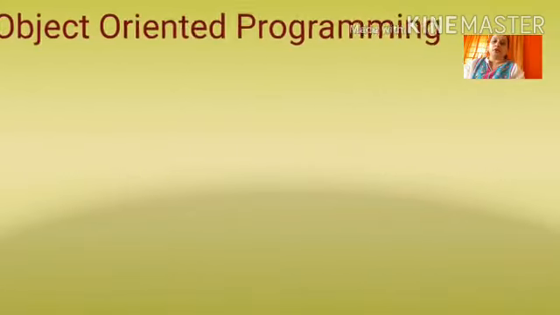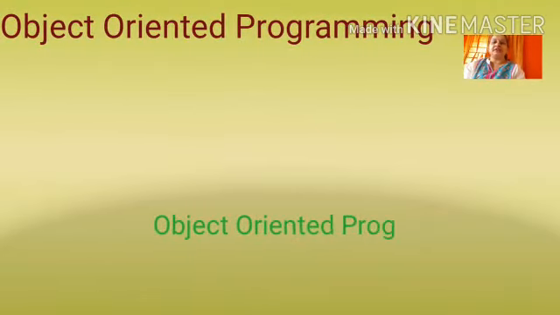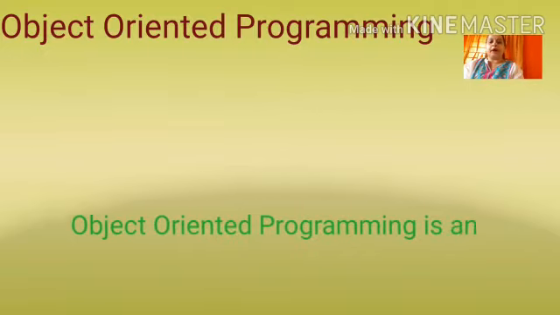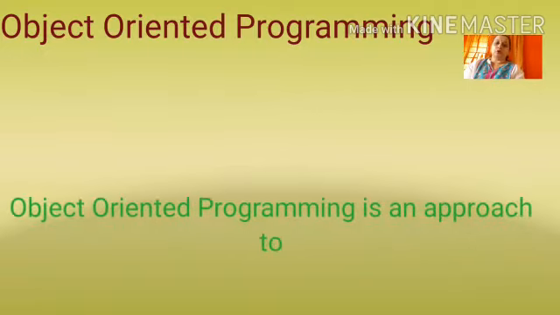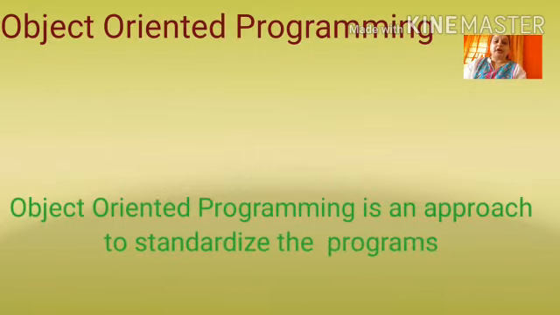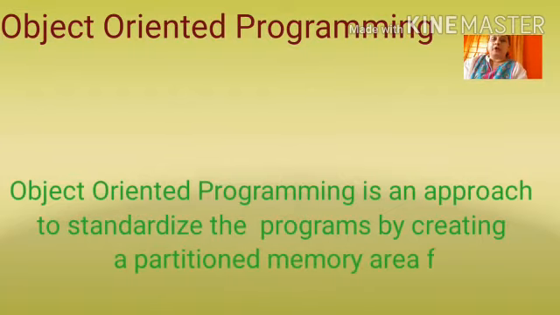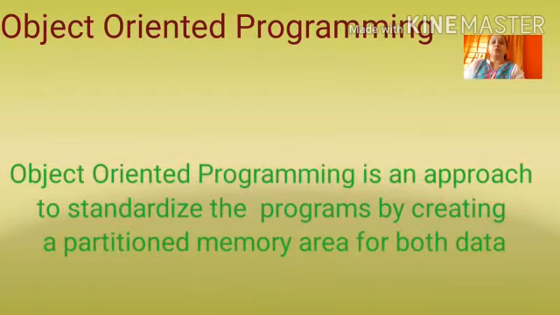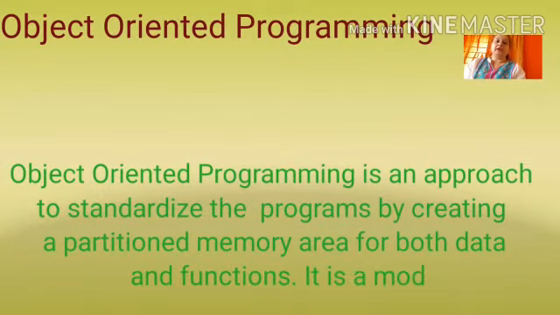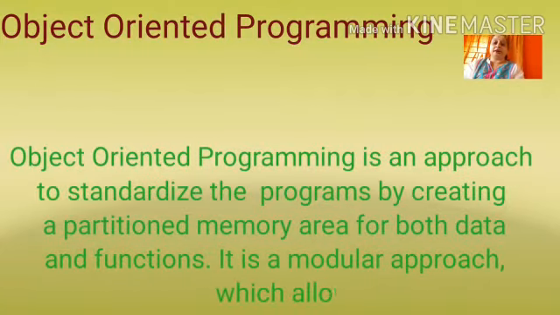What is object oriented programming? Object oriented programming is an approach to standardize the program by creating a partitioned memory area for both data and the function. It is a modular approach which allows the data to be applied within a specified program area. It gives more emphasis on the data than on the function. Here in object oriented programming, more emphasis is given on the data.